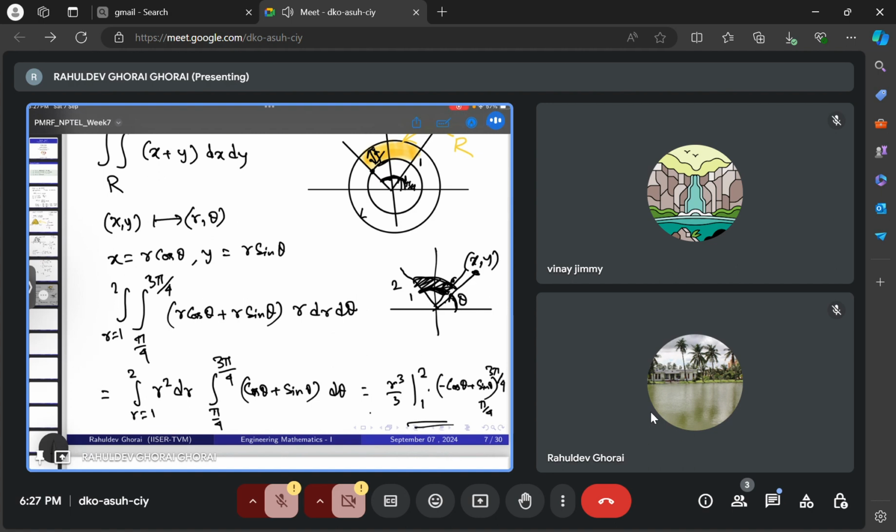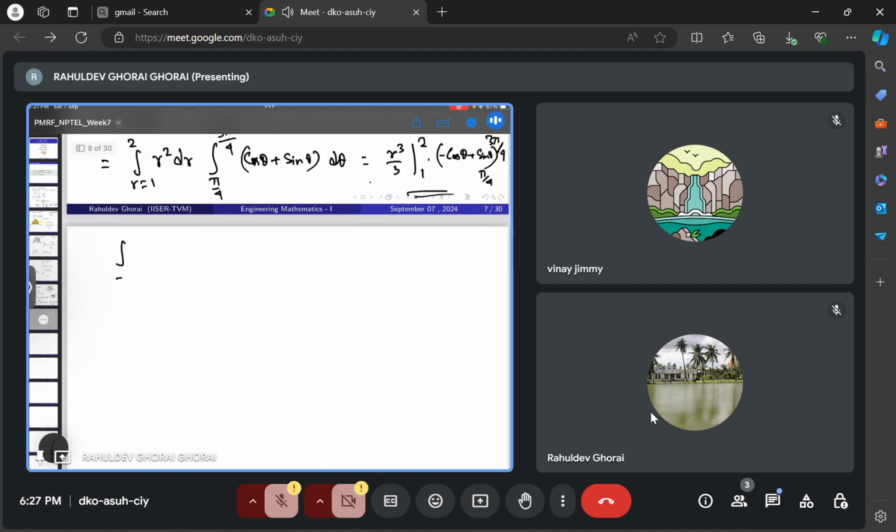Also there can be a much more complicated integral. So let's say you have an integration like minus 2 to 2, 0 to square root of 4 minus x square, cos of x square plus y square dy dx. Let's say you have this type of integral. Then how do you do it with x and y? See here, the limit of y is from 0 to square root of 4 minus x square, so they are not constant. Yes, that is depending on x.